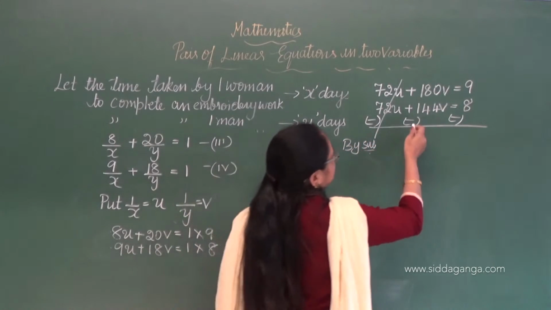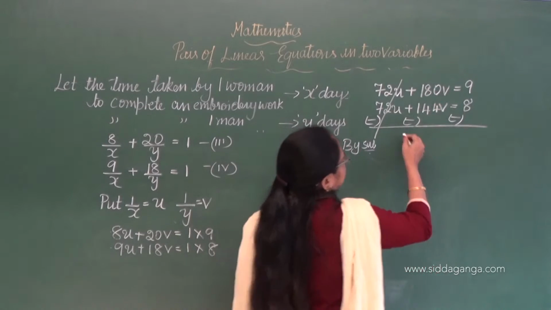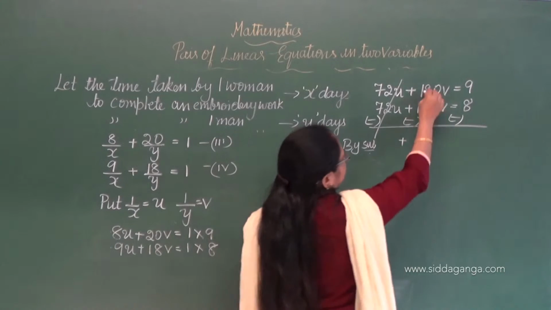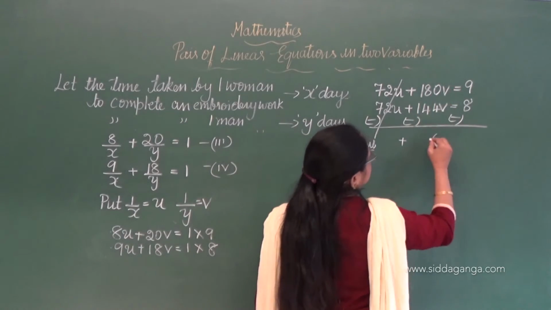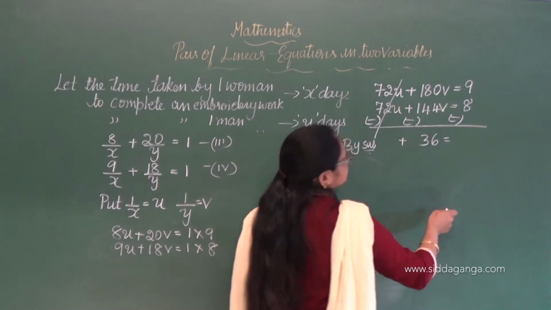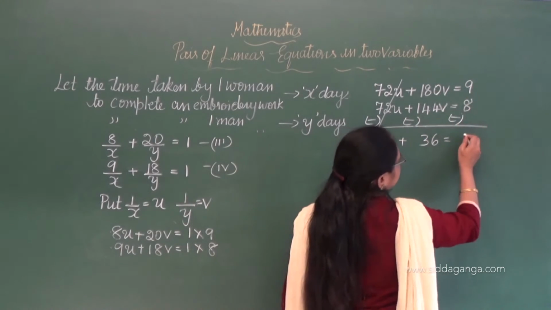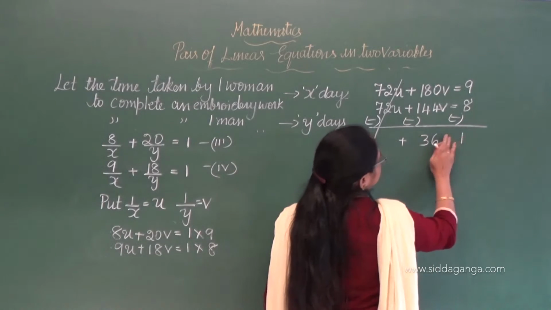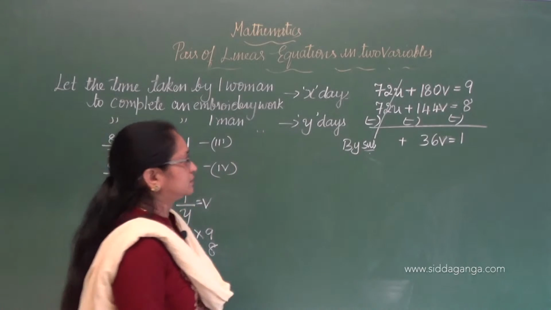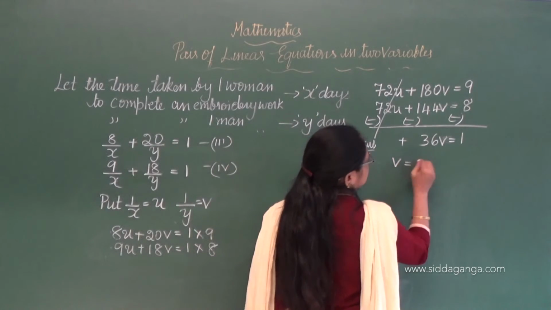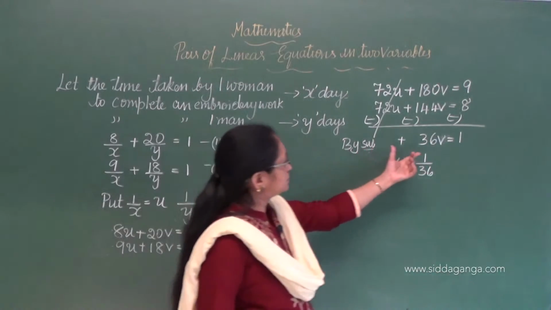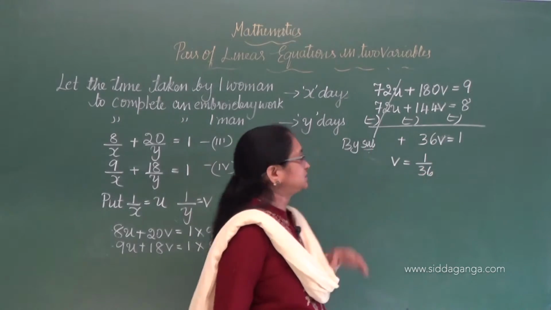So what will you do? Now, here you just subtract: 180 minus 144 is 36, so 36v is equal to, and here also 9 minus 8, that is 1. So 36v is equal to 1. Now, what is v? v is equal to 1 by 36. Okay, now v is equal to 1 by 36 we got.